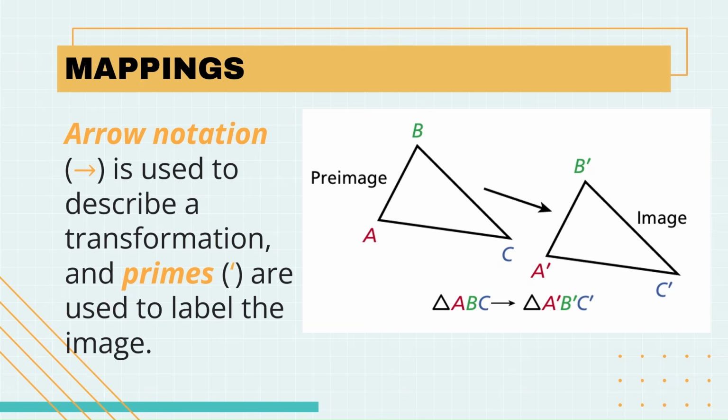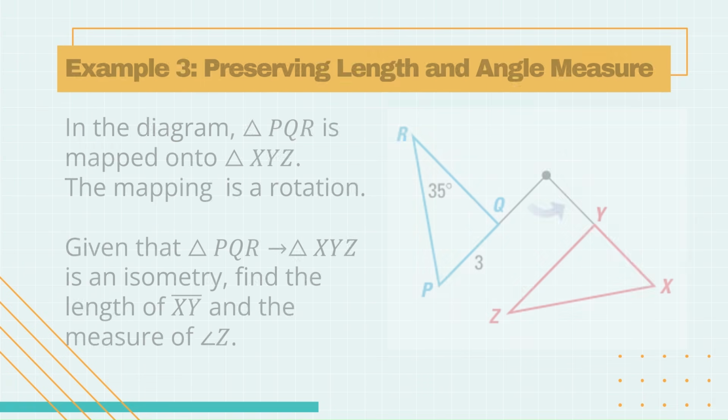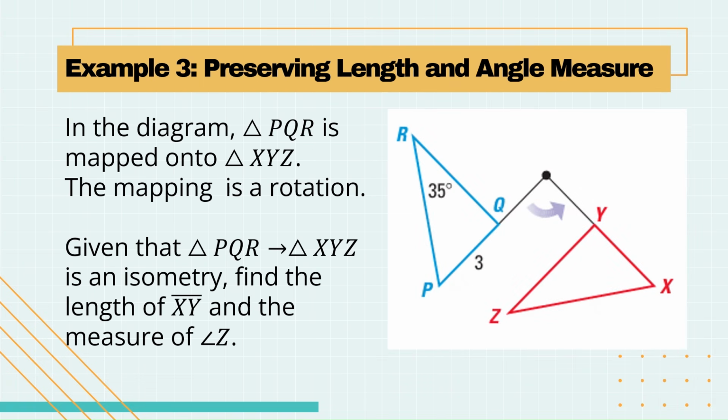So let's try an example in preserving length and angle measure. Here we have in the diagram triangle PQR, which is mapped onto triangle XYZ. The mapping is a rotation. Given that the mapping of triangle PQR to triangle XYZ is an isometry, because rotation is an isometry, find the length of segment XY and the measure of angle Z. You may pause this video if you need more time to think of your answer.